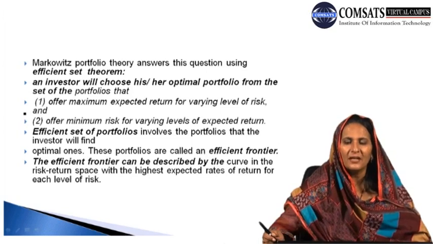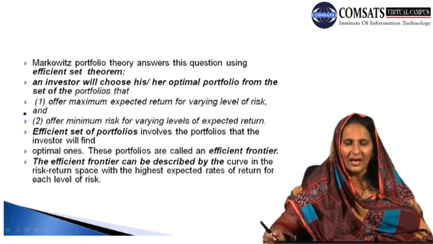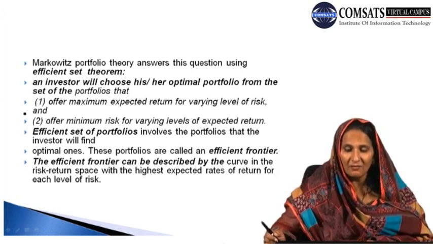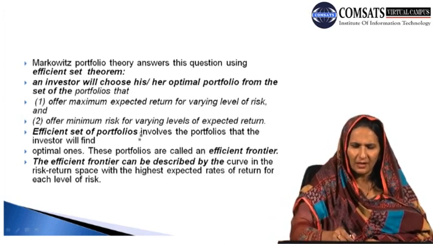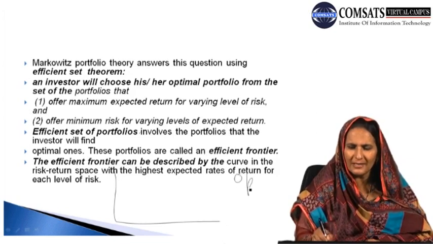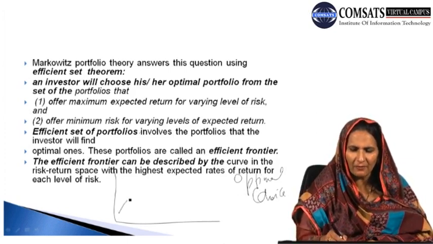The efficient frontier can be described by the curve in the risk and return space with the highest expected rate of return for each level of risk. So we can say with the highest possible return, we have some level of risk associated. If we draw this, we can say, for example, as far as the optimal choice is concerned, for the optimal choice of the items, we can say we have this type of choice.